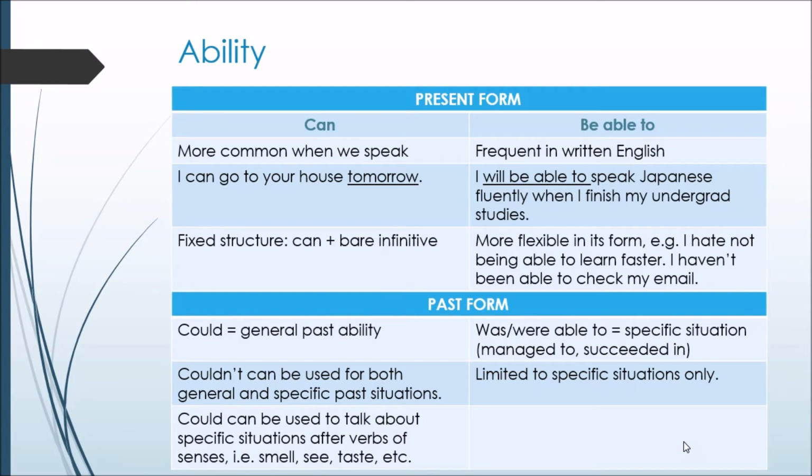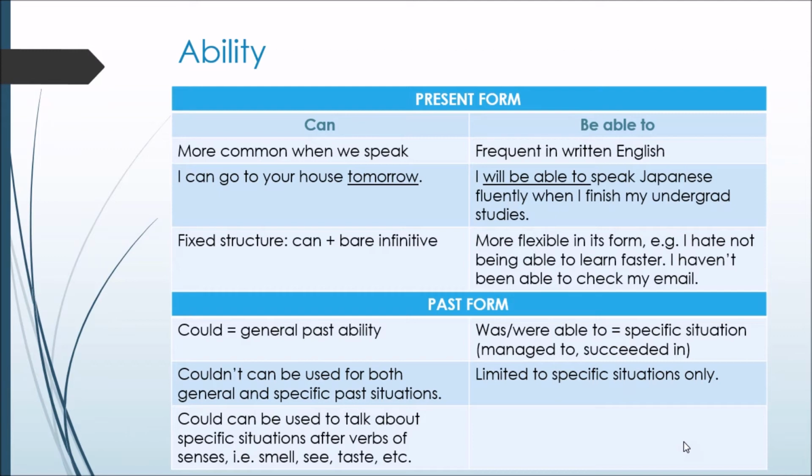Let's look at examples. I can go to your house tomorrow. In this case, what I'm showing is not that I will have the ability to walk to your house tomorrow, but instead that I am in condition to see you tomorrow, according to my diary.